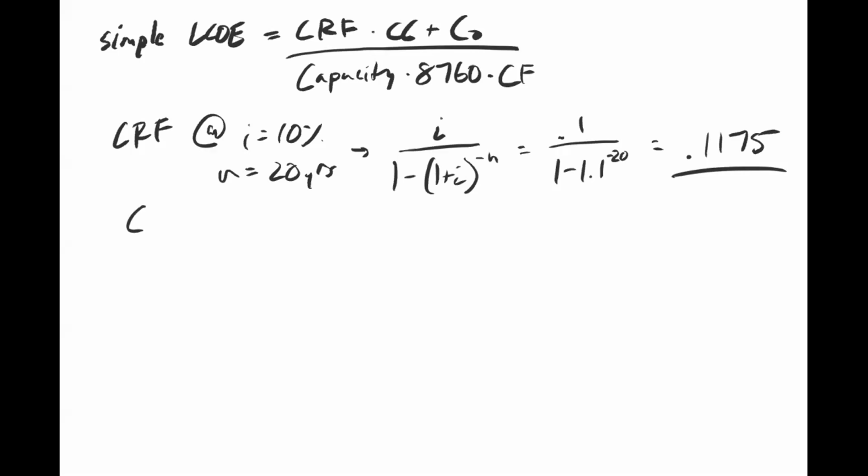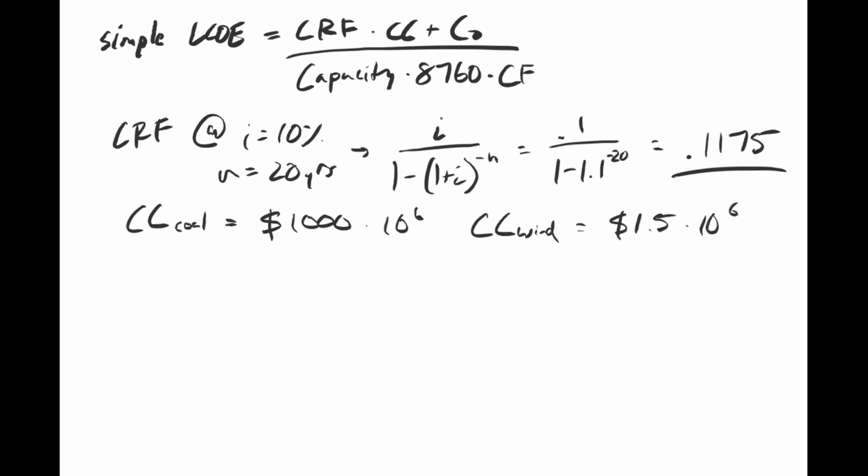So the capital cost of the coal was equal to $1 billion. The capital cost of the wind was equal to $1.5 million. Okay, and now we want to calculate the CO.